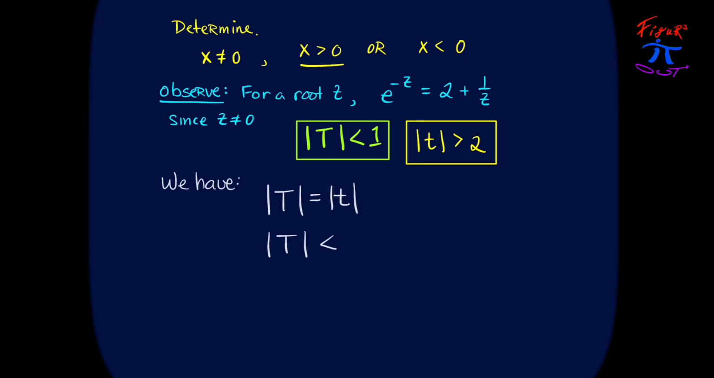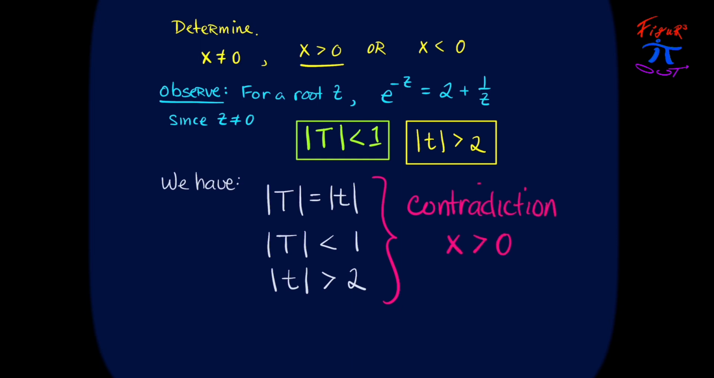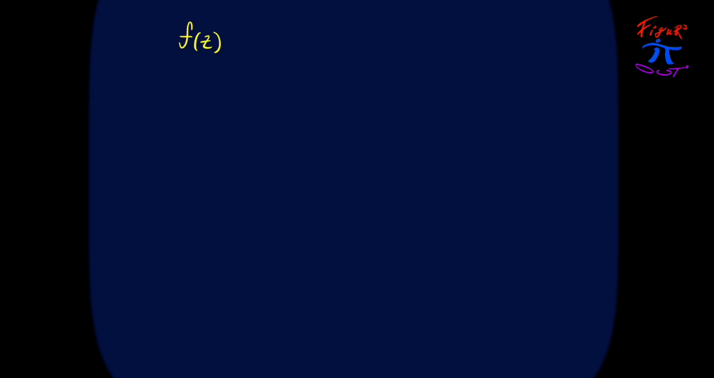And so now we have these three statements which are in contradiction with each other. We start with the absolute values being equal, then one becomes less than 1 and the other one greater than 2. So it's a contradiction that our x value in our complex number is greater than 0, and therefore the x value must be in the negative real range.